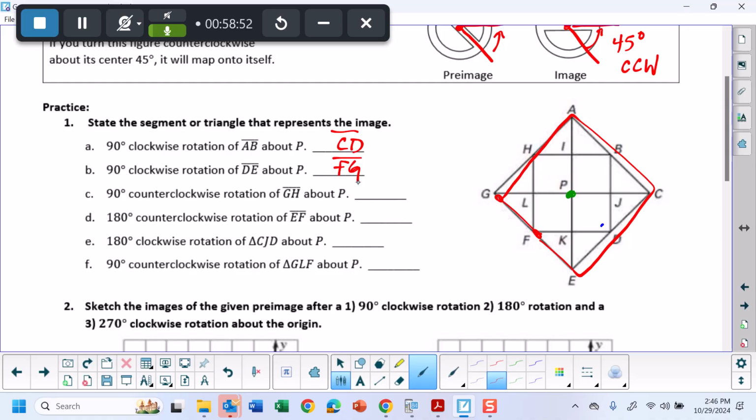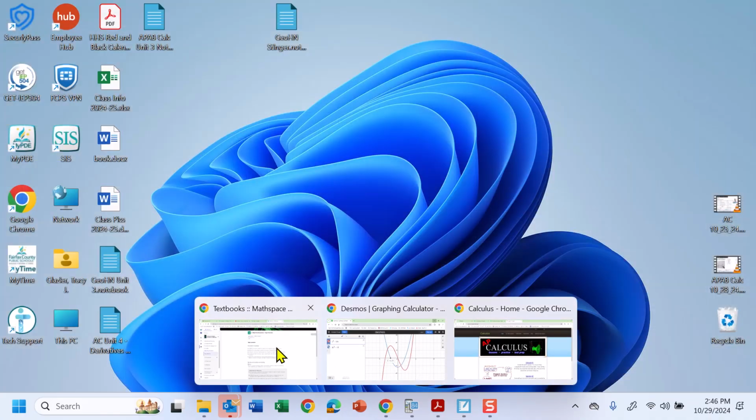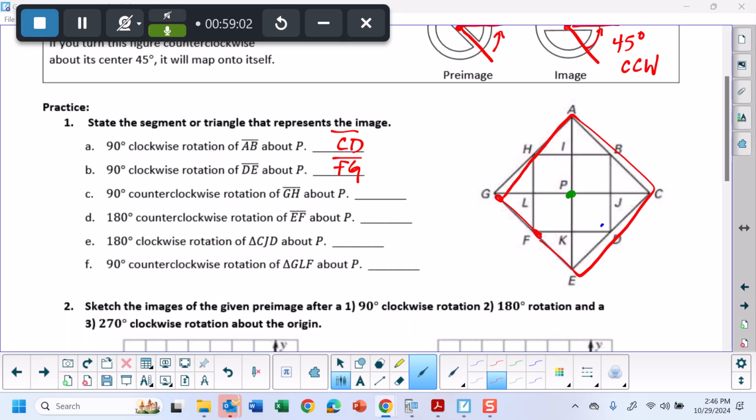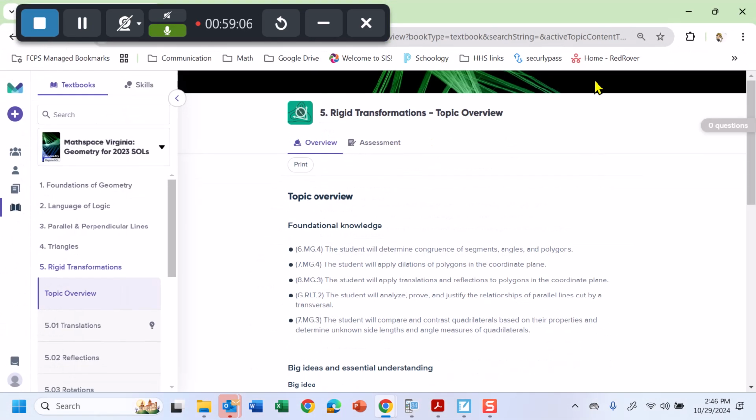So here's something that I want to show you while we're talking about this. And this is your MathSpace textbook. And you're like, MathSpace? You guys did MathSpace last year, right? I know, don't roll your eyes. I promise this is okay.